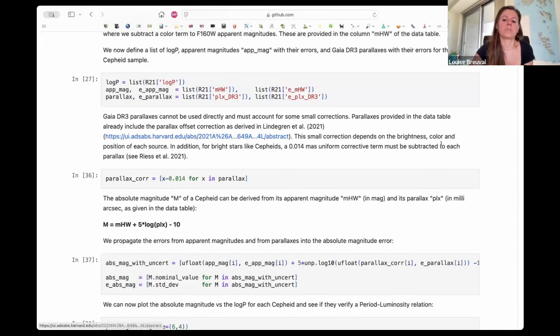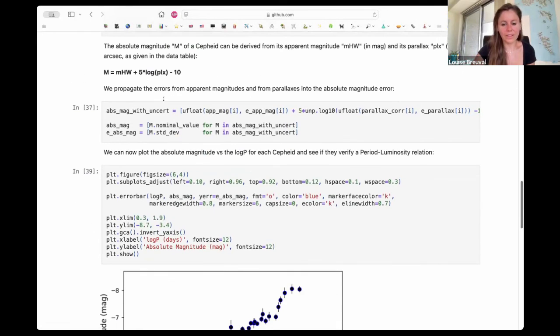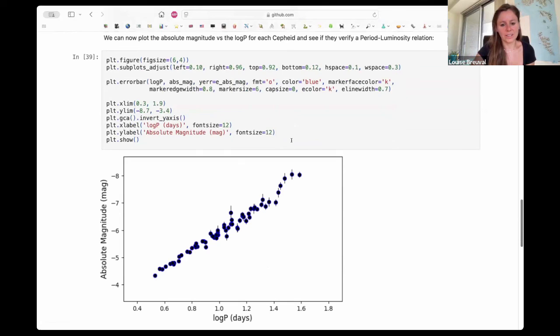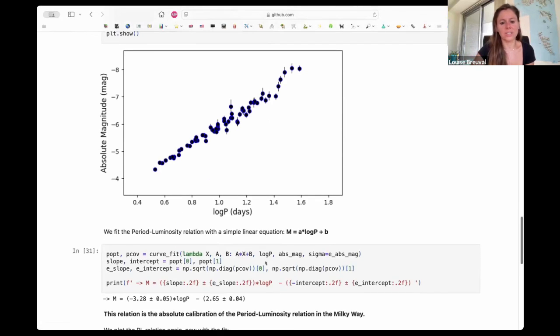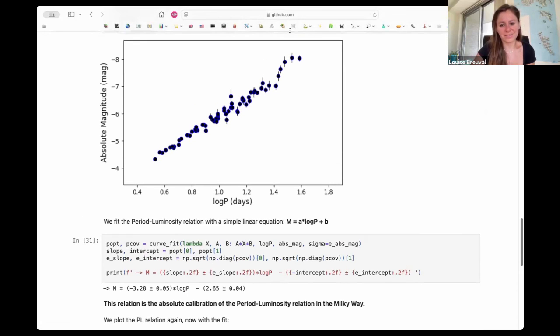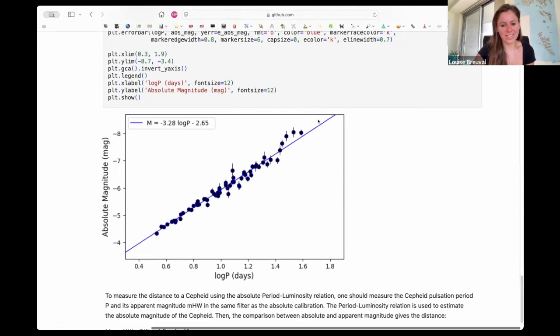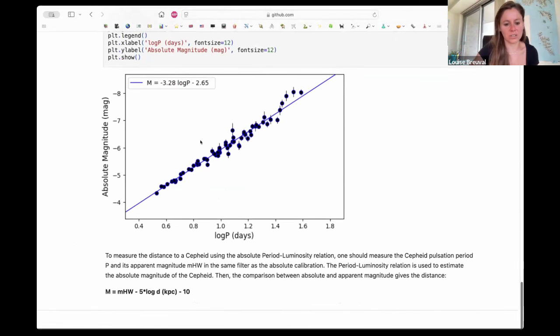Here I'm telling you a bit more about the correction we need to apply to the parallax. So you cannot use them directly, you have to correct them for some effects. And then you derive the absolute magnitude using this equation, and then you plot the PL relation. That's really easy, it's just straightforward. And then you fit a straight line to these points, and you get the beautiful PL relation in the Milky Way. That's your slope, and that's your intercept of the absolute PL relation. And that's what you want.